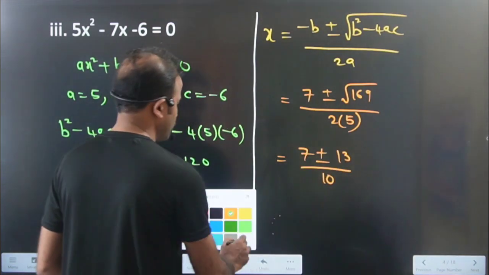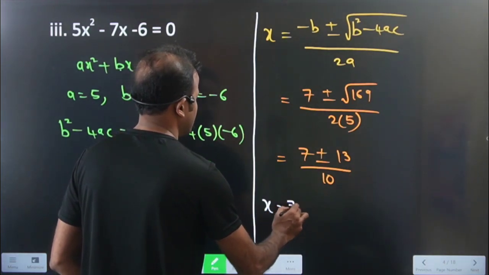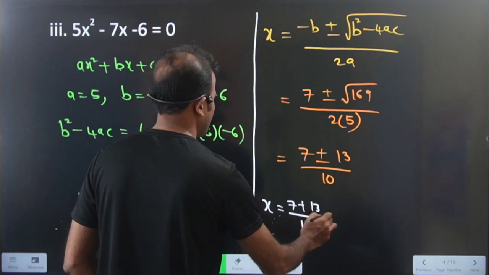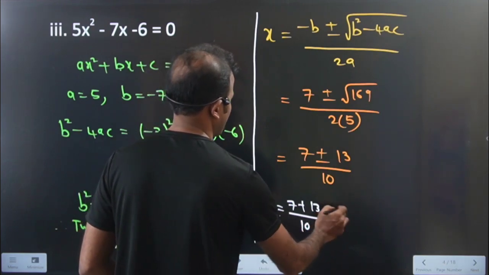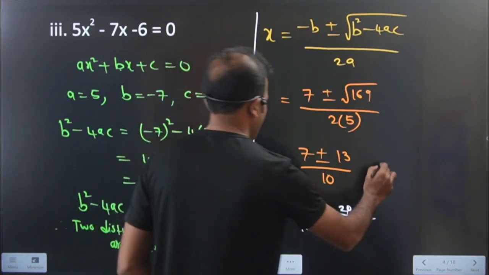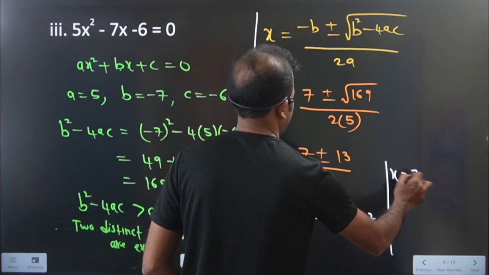So here we have the two roots. One time you take plus, next time you take minus. 7 plus 13 by 10. So 7 plus 13 by 10 is how much? 20 by 10. So the 0 gets cancelled. x value is 2. And the next time what you have to take? You have to take minus.